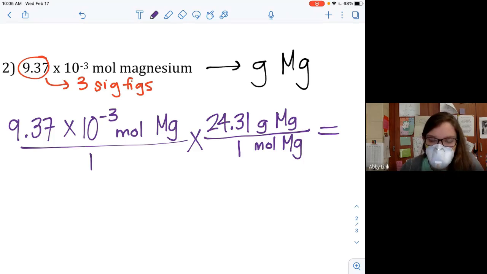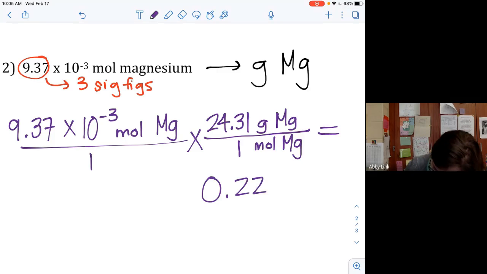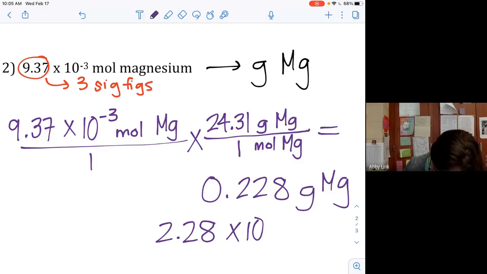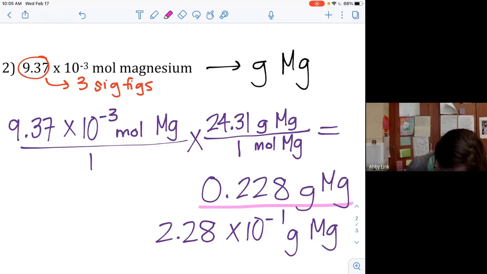Very good, guys. So with 3 sig figs, we will report this as 0.228. Rewrite those. And the unit is grams of magnesium, okay? Again, if you would like to write that in scientific notation, you can, 2.28 times 10 to the negative first grams of magnesium. Either answer, guys, is totally acceptable, okay? Both of those answers have 3 sig figs.